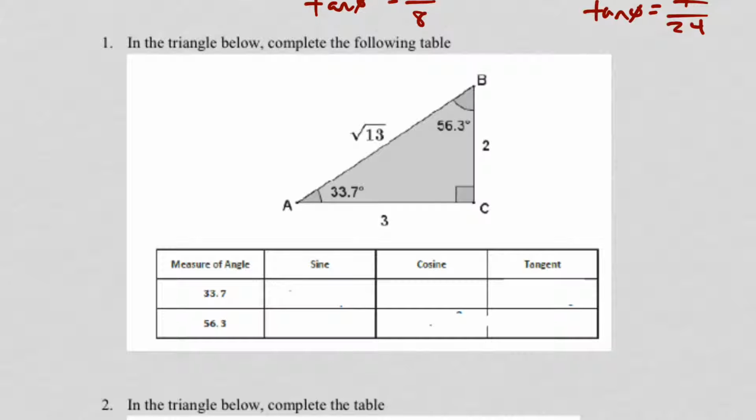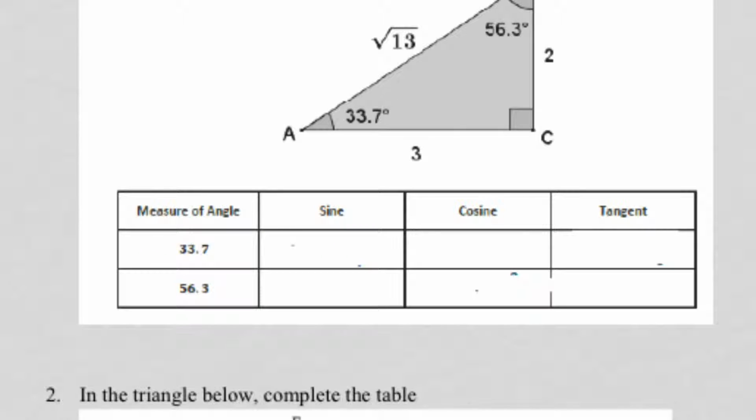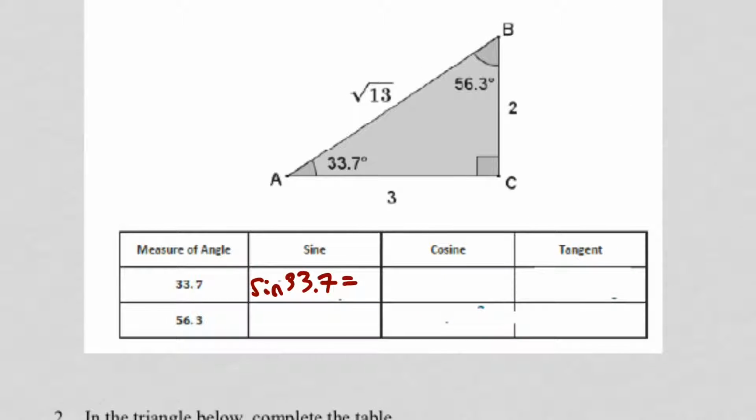This is what I want you guys to do. Fill in this table basically. So literally, these shouldn't be capitalized: sine, cosine, tangent. What I want you guys to write is this. I'll have to write it really small, but sine of 33.7 degrees is equal to the opposite over the hypotenuse, 2 over root 13. Cosine, starting from this angle, 33.7 degrees, is 3 over root 13, and tangent is 2 over 3. So now try for 56.3 degrees. Once you're ready, unpause and compare your answers.